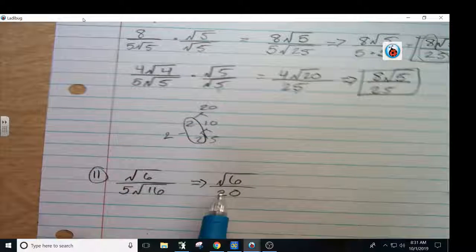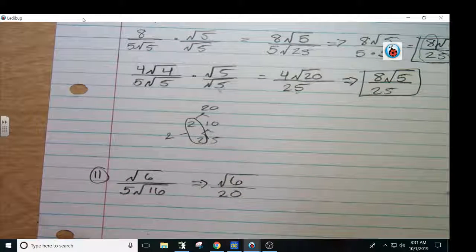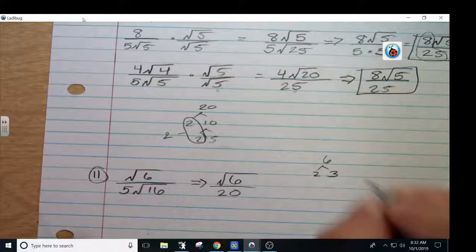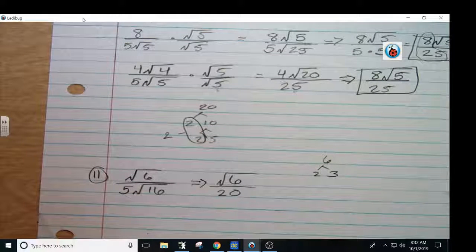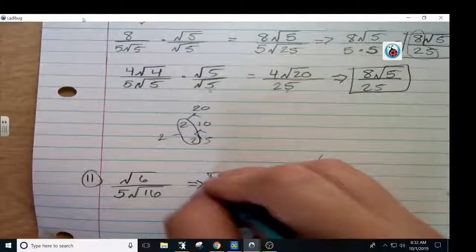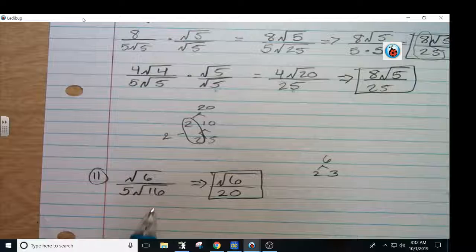Now, can I break down the square root of 6? There are the prime factors of 6, right? Do I have a pair? No, so it can't be broken down. So that's actually your answer here. So make sure you pay attention to perfect squares and stuff.